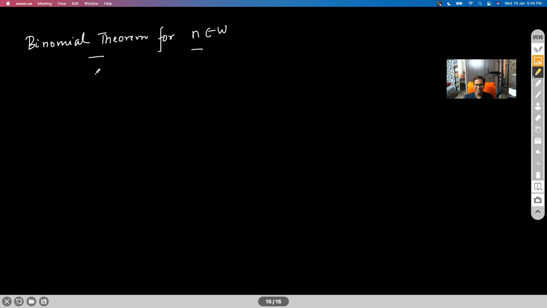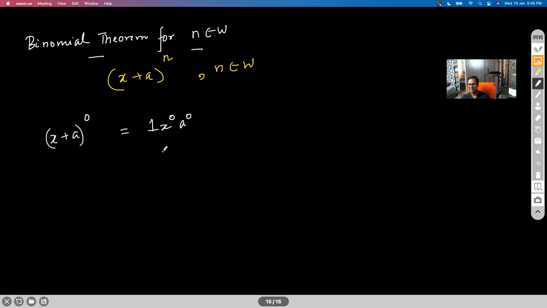So we are talking about how to expand such an expression where n is a whole number. Now let's start with our very simplistic case where n is zero. We all know that this is going to be 1, isn't it? I'm going to write that 1 as 1 x^0 a^0, just to make you realize some pattern. Most of you would be thinking, sir, why are you writing 1 like this? Because I want you to realize a pattern, which you will eventually see when I write the expansions of a few more expressions like this.